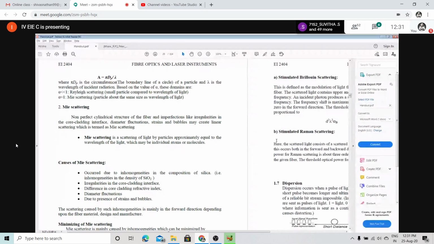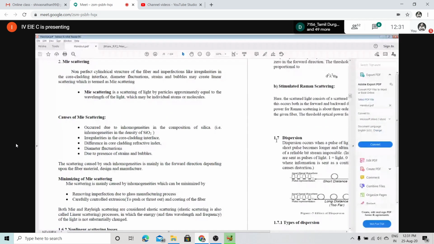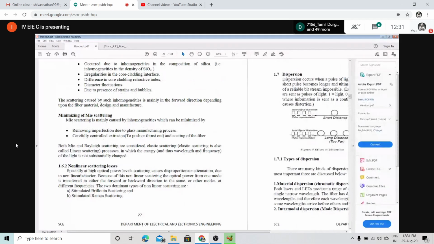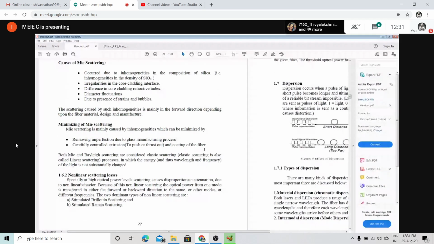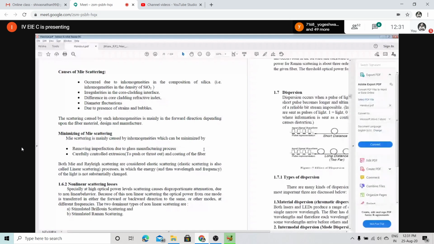Okay, and when we speak about non-linear scattering losses, they are less in number and don't come into your syllabus. When we look at the fiber optic properties, all they speak about at the maximum is linear scattering losses. Clear? I will give you some introduction about non-linear scattering losses, so this might be useful somewhere.